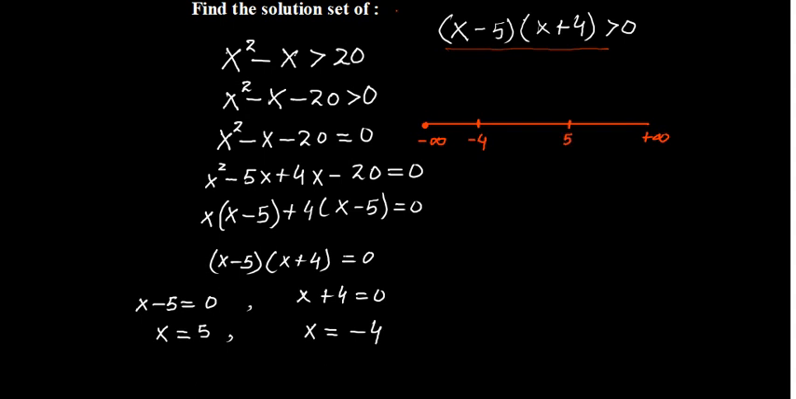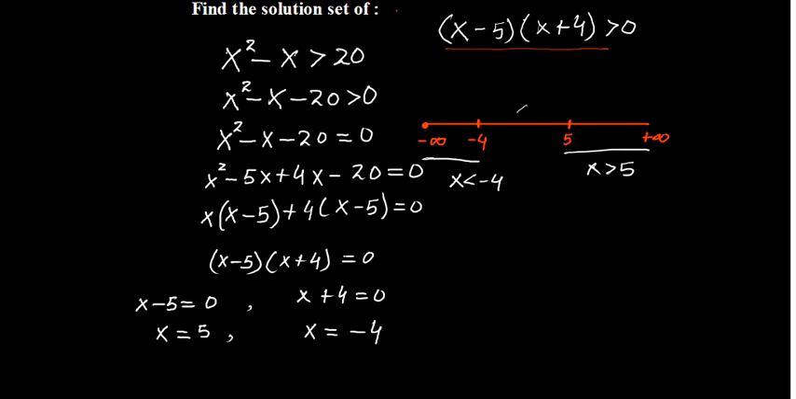So you can see there are three regions we have on the number line. The first region is less than negative 4. For this region, x is less than negative 4. And for this region, x is greater than 5. So we have three regions, and one region we are not going to consider.